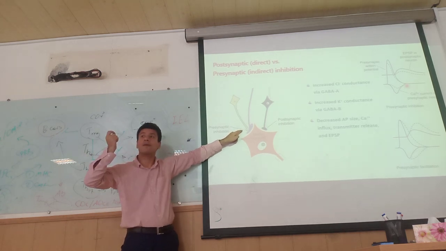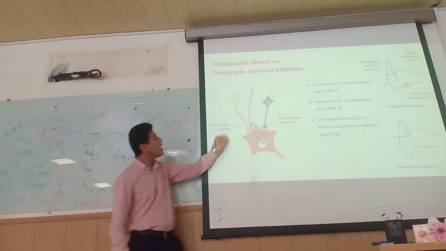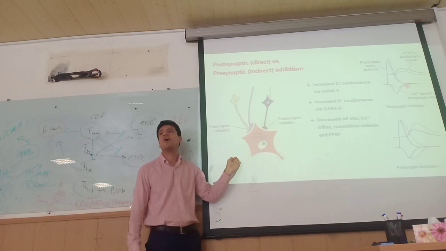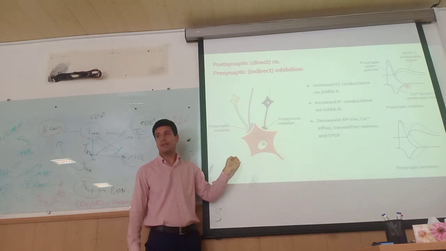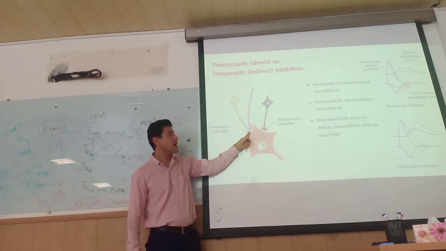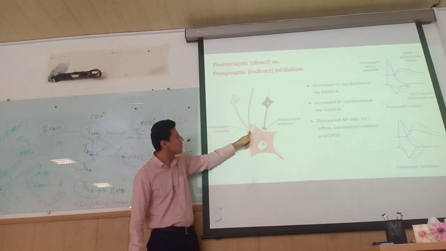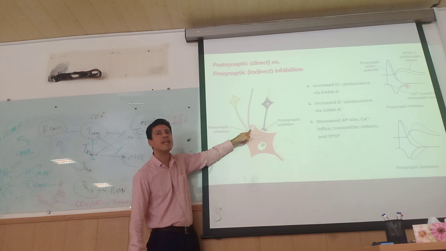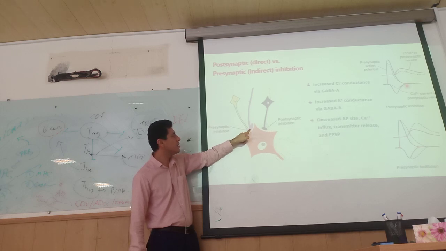Speak loud. What was the question? Where in this system do we have IPSP? So IPSP is generated in this cell, right? This one releases GABA, opens the chloride channels, they go into the cell. This one becomes more negative. So we have IPSP here.